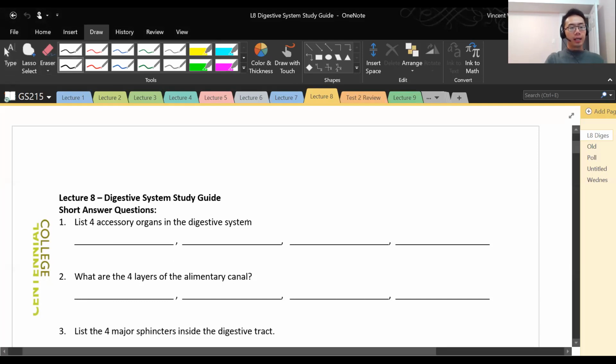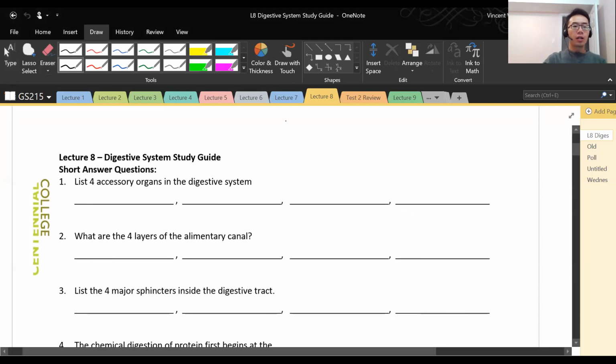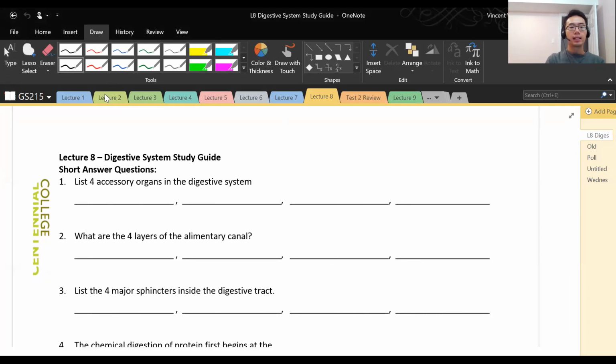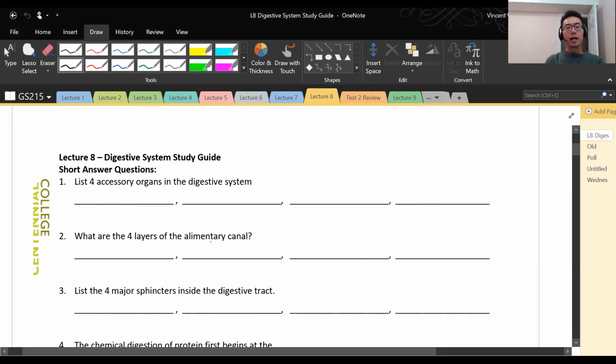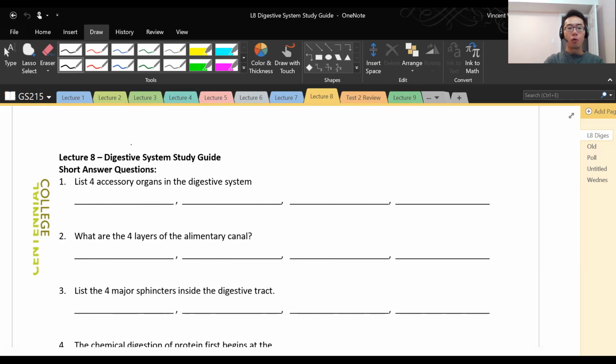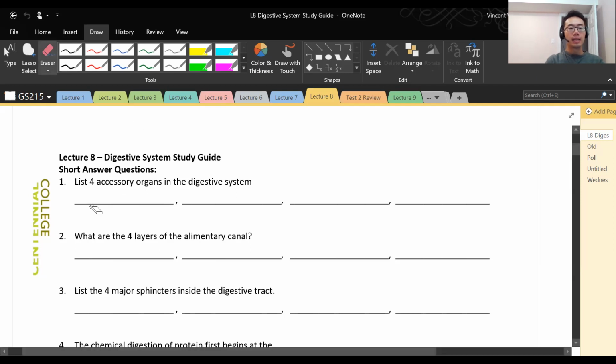So here we go. First question, list 4 accessory organs in the digestive system. So from the mouth to the anus, that's called the alimentary canal. And along the way, there are various accessory organs that will be adding secretions to the alimentary canal. And there are 4 accessory organs in total.